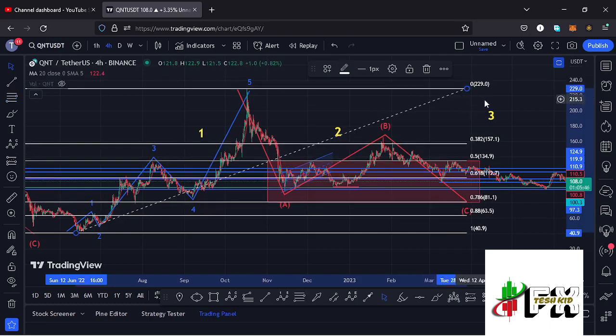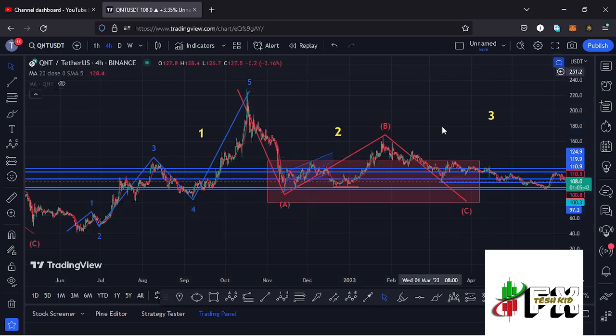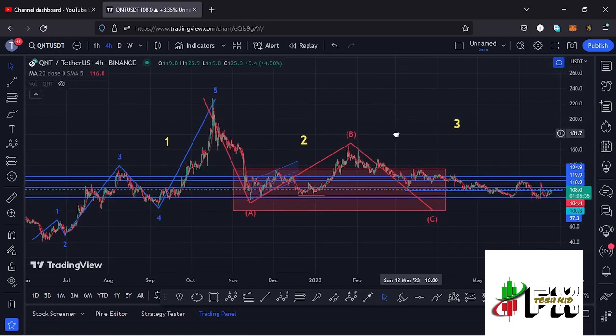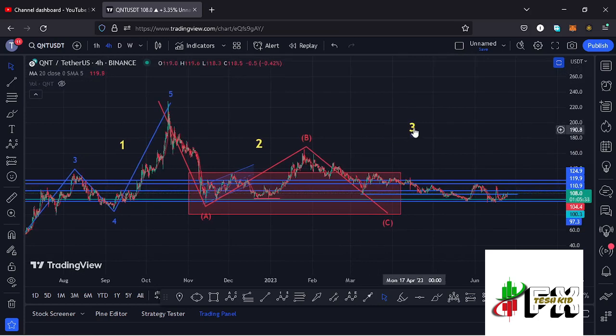And since we have fully maximized that target area, there are high chances that the low for this higher Elliott wave count 2 is in, and Quant is now ready for a massive pump to the upper side in the formation of this larger Elliott wave count 3.